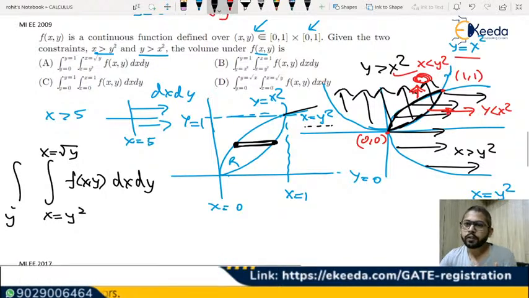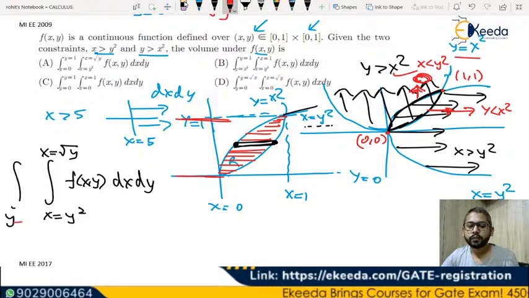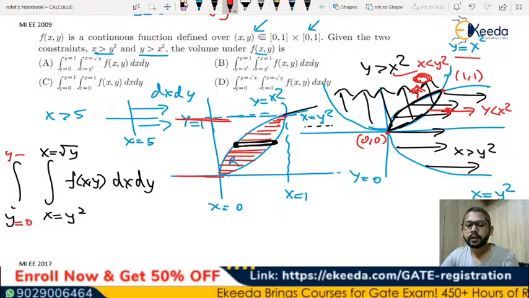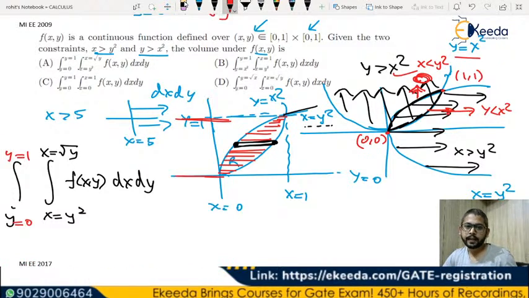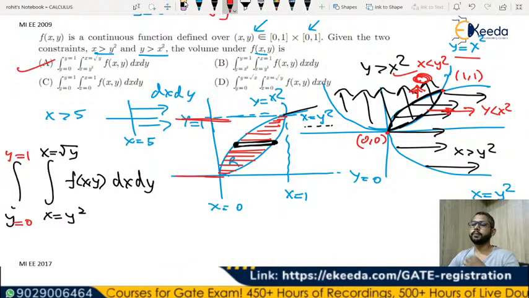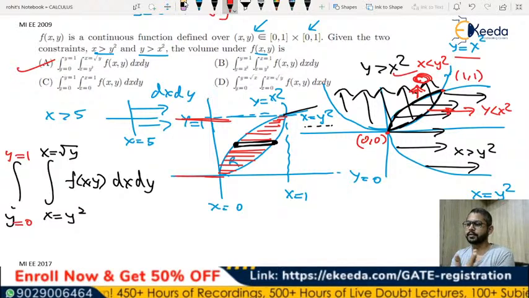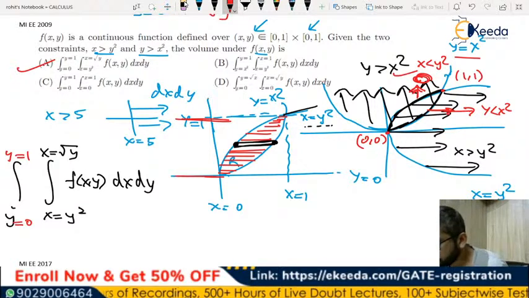And what are the limits of y for which these horizontal elements are defined? You can start from here and then cover all this region up till here. So this is nothing but starting here at y is equal to 0 and ending at y is equal to 1. Yes. So the limits of y are 0 to 1. Now you can check the option. Yes, option A is the right answer. Option A is the right one. So you need to understand the region and the limits ultimately. That's it. Fine.